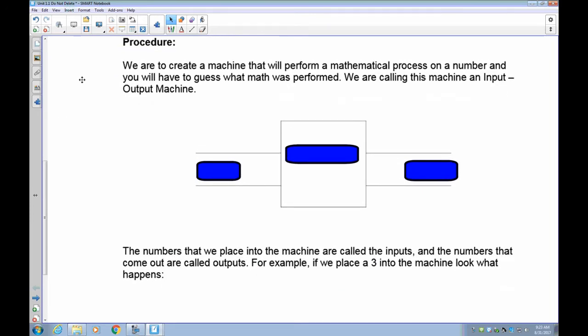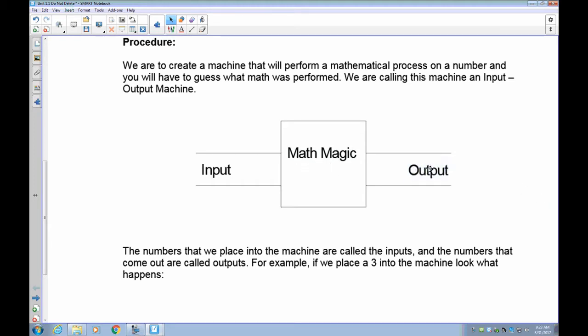So we're going to create a machine. This is kind of a mathematical, magical machine. And what you do is you have what's called the input. Now this input is something that you're going to put into the machine. When you put this input, which is a number, into this machine, something's going to take place. There's going to be some math that takes place. Now we don't know what that is. That's your goal, is to guess what this math is. Now the math machine will spit out the output. Input goes in, output goes out, and something happens in the middle.